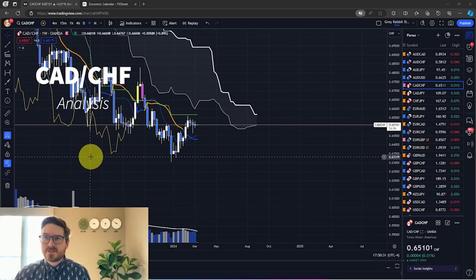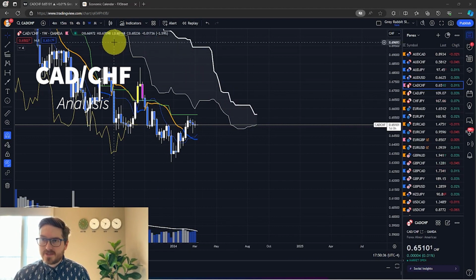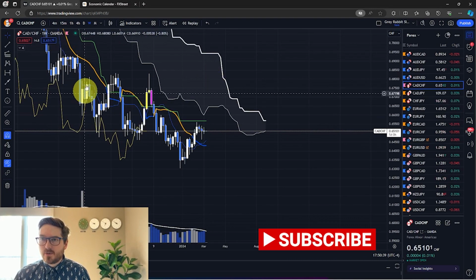Okay, CAD Swiss franc on the weekly chart. Now guys, overall this is a bearish Kumo cloud and a bearish trend here. We've been going down on N waves here.